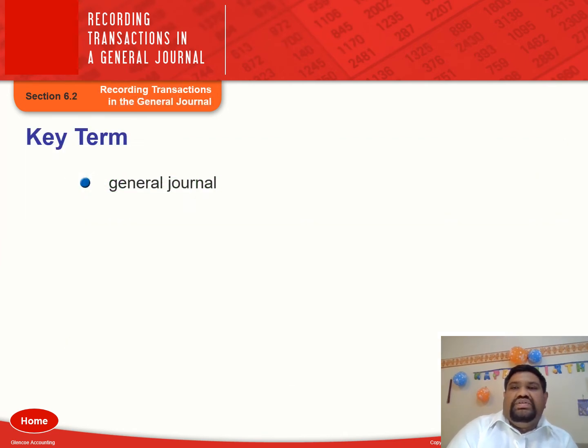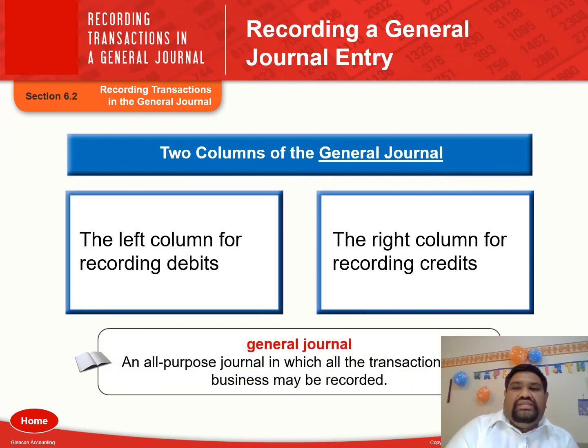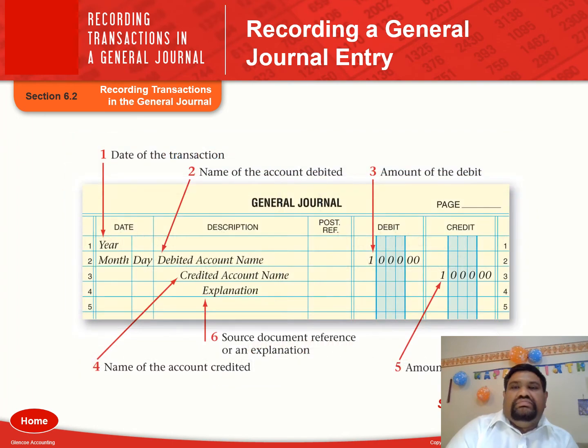Key terms: general journal. What is a journal? In the journal we record all the transactions which cannot be written in the sales, purchases, and cash books. The left column is for recording debits and the right column for recording credits. Now this is a format of a journal.